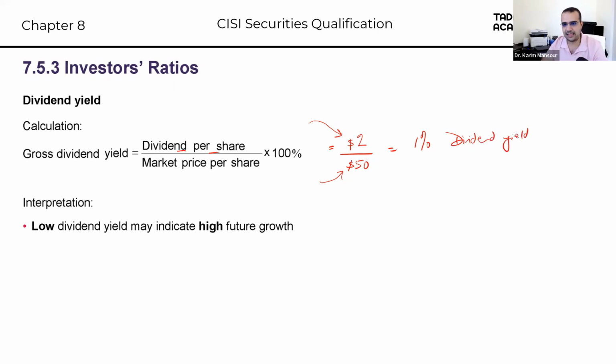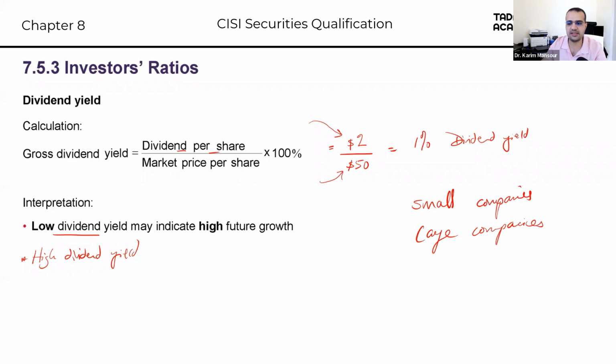Now, besides calculating the dividend yield, what other things should you keep in mind? You should keep in mind what sort of companies give you a low dividend yield and what sort of companies give you a high dividend yield. So basically, CISI might ask, small companies and large companies, which one pays you a low dividend yield? Which one pays you a high dividend yield?